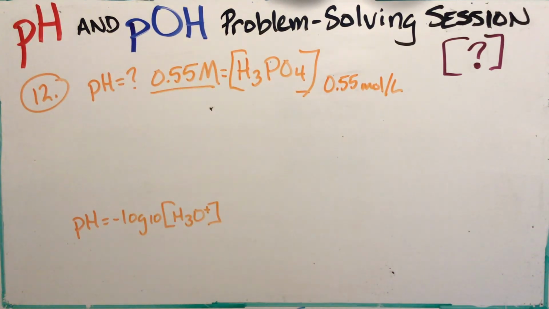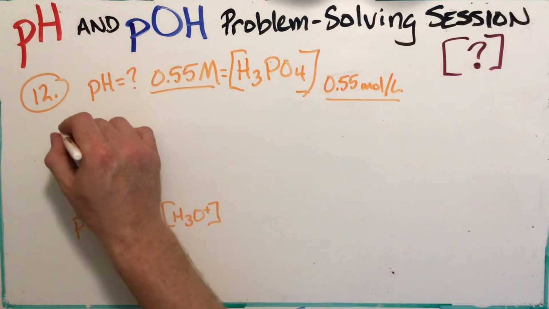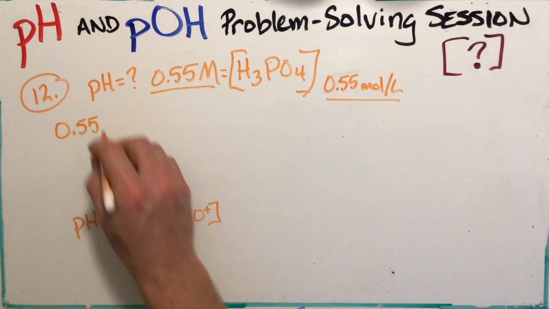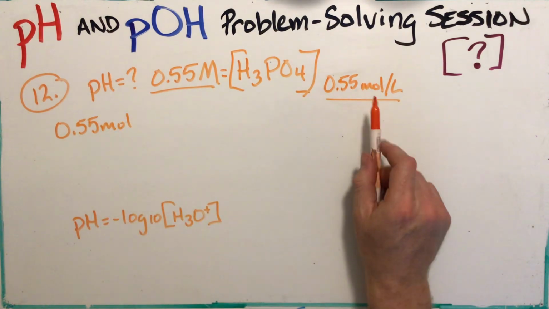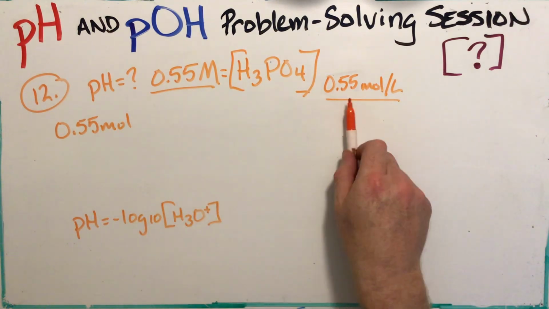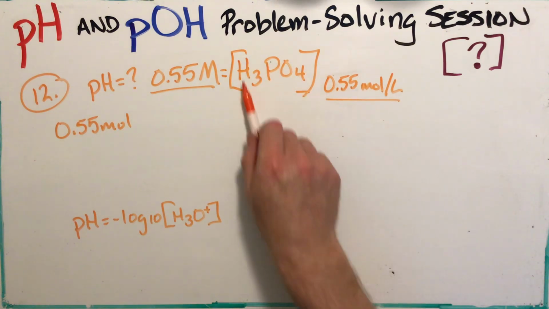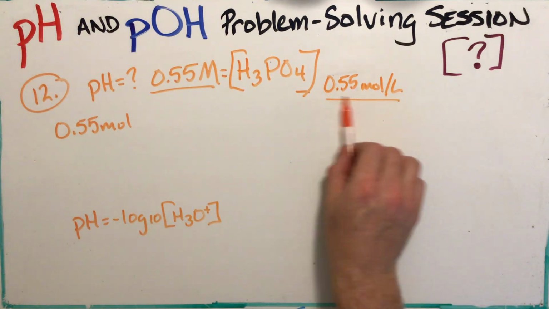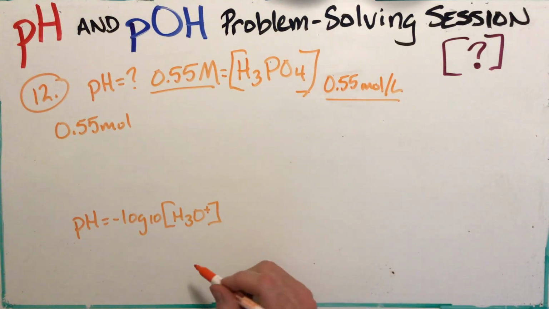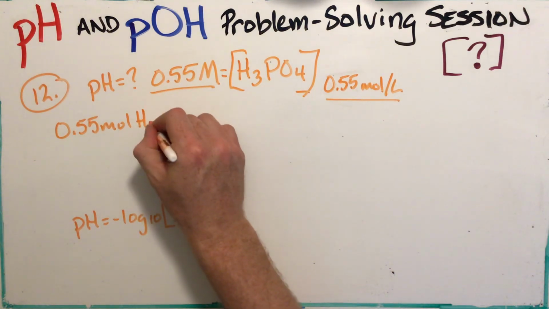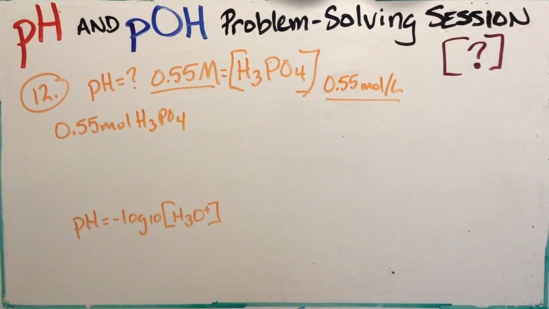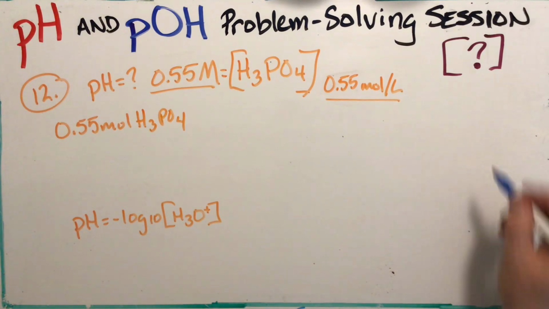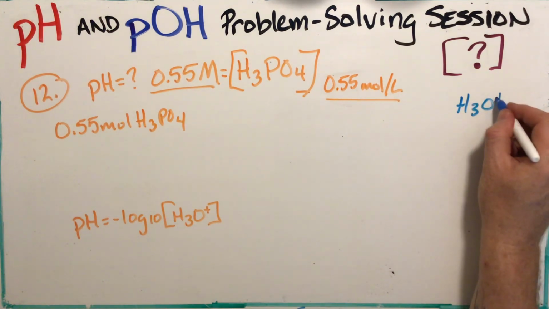All right, so there's my concentration. It's the same as this. So I'm going to start with this. This is my concentration of that, so 0.55 moles. Now, what this means is 0.55 molar. I have 0.55 moles of this H3PO4 in every liter. So I'm going to keep the liters off to the side. I'm just going to do how many moles are in that liter. So this is moles of H3PO4.